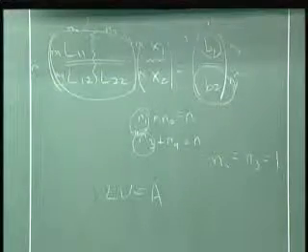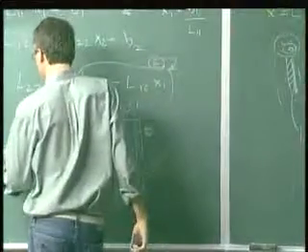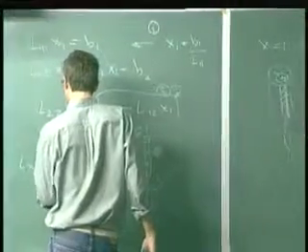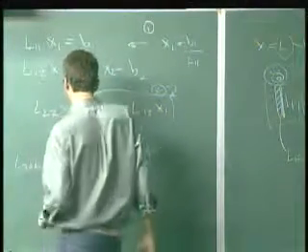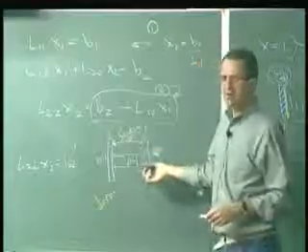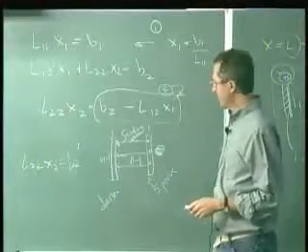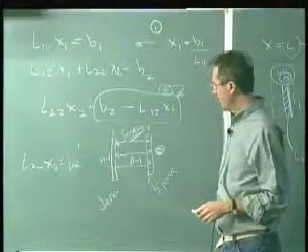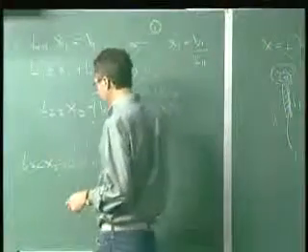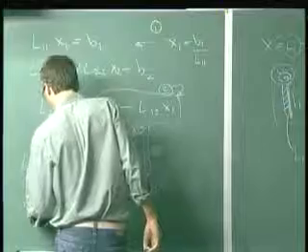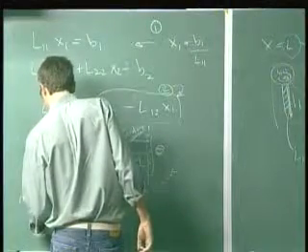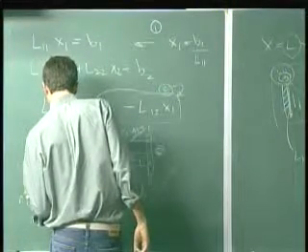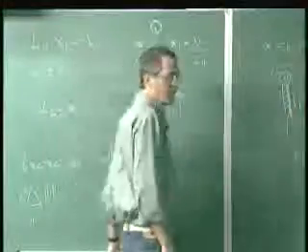So I can compute this. So now what do I have? I've got L22 X2 equals B2 prime, if you will. I've got a modified version of the B2 vector. This is an n minus 1 by n minus 1 system of equations. And how am I going to solve that? Well, any way you like.